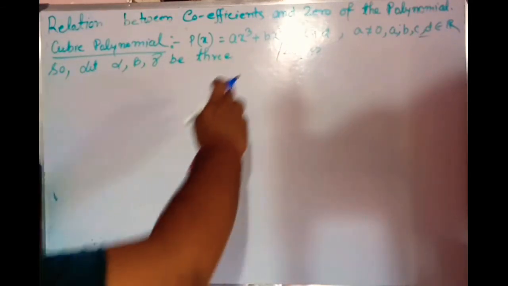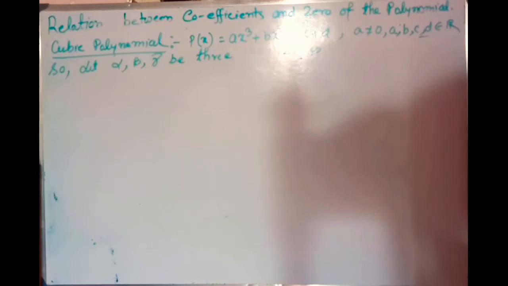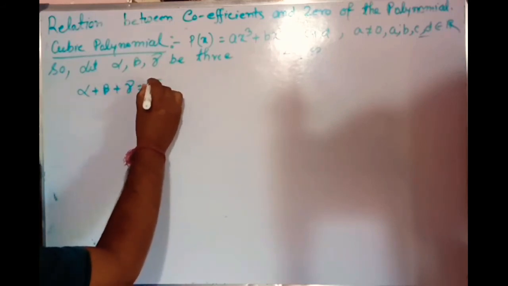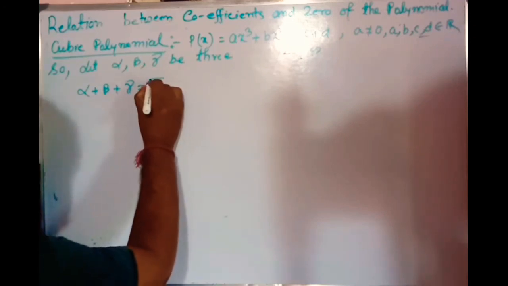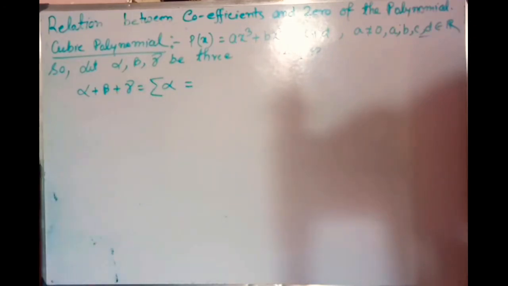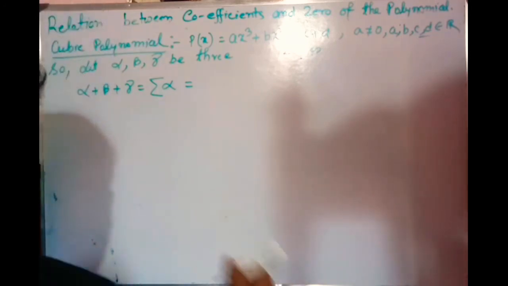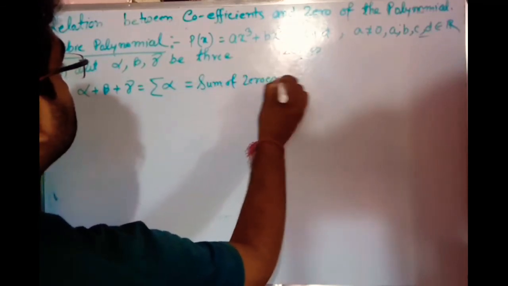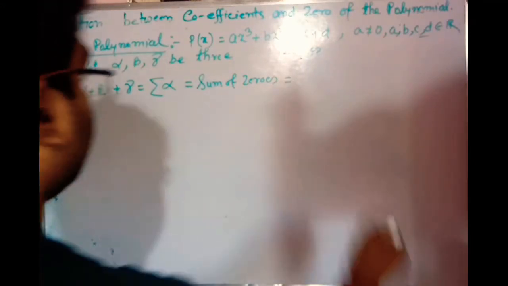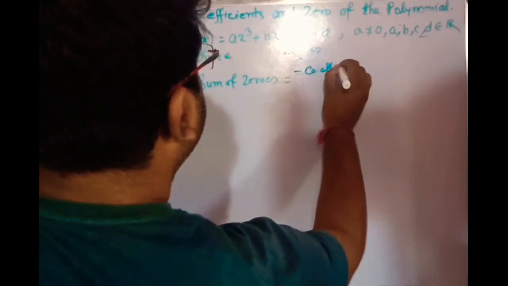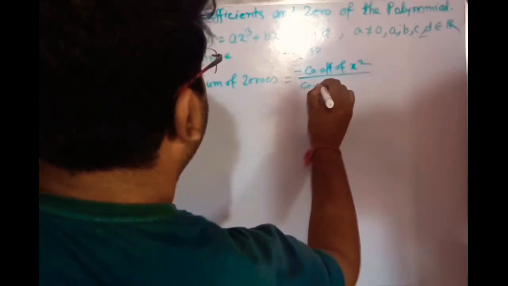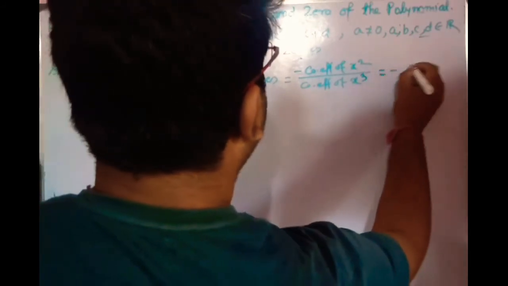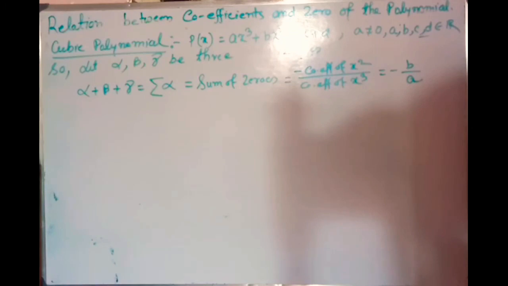So what will be the relation? The relation is alpha plus beta plus gamma, that is the summation of alpha, which is the sum of zeros, equals minus the coefficient of x square by the coefficient of x cube, that is minus b by a. Understood?